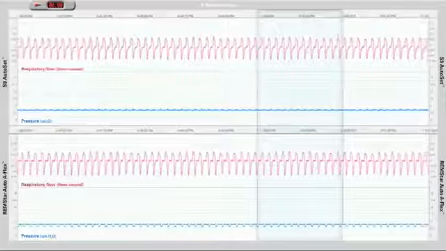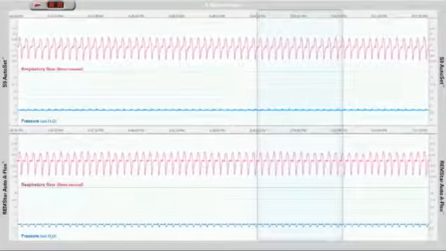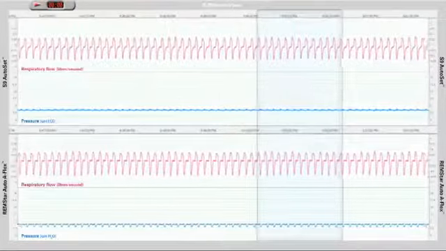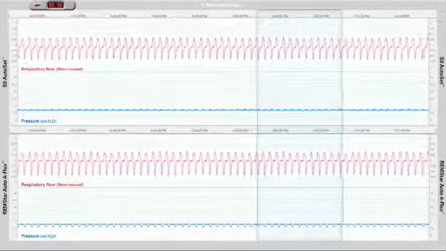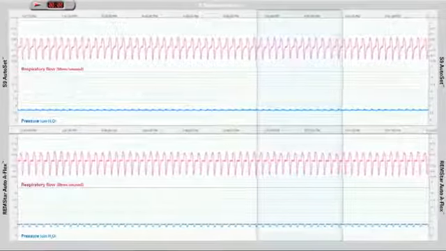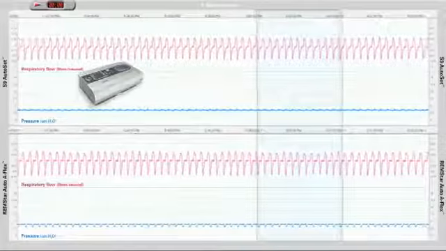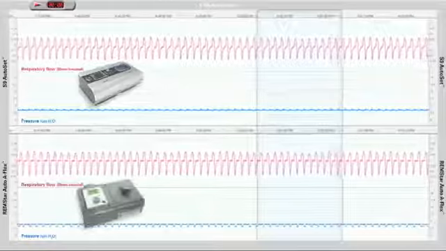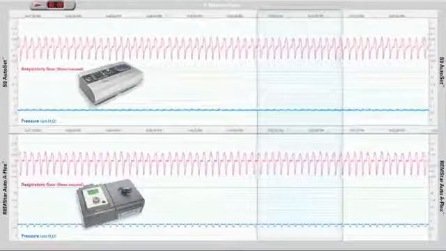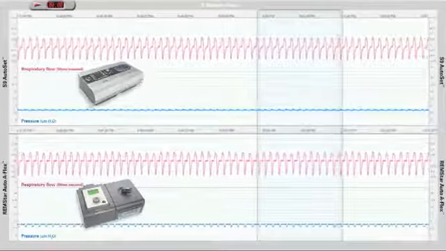In this presentation, two different APAP devices are connected to a breathing simulator and tested for their responses to a simulation of the same typical OSA patient. The devices tested are ResMed's S9 AutoSet device and the Philips Respironics sleep therapy system, the REMstar Auto APAP device.